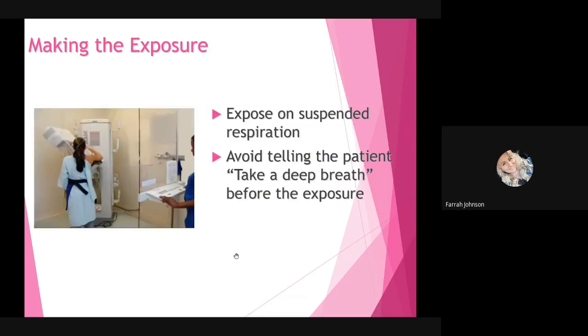So, making the exposure. The exposure is going to be made on suspended respiration. You want to avoid telling the patient to take a deep breath before the exposure because sometimes they can actually pull their breast posteriorly a little bit out of the compression device. So, you want to just simply say, please don't breathe, don't move.